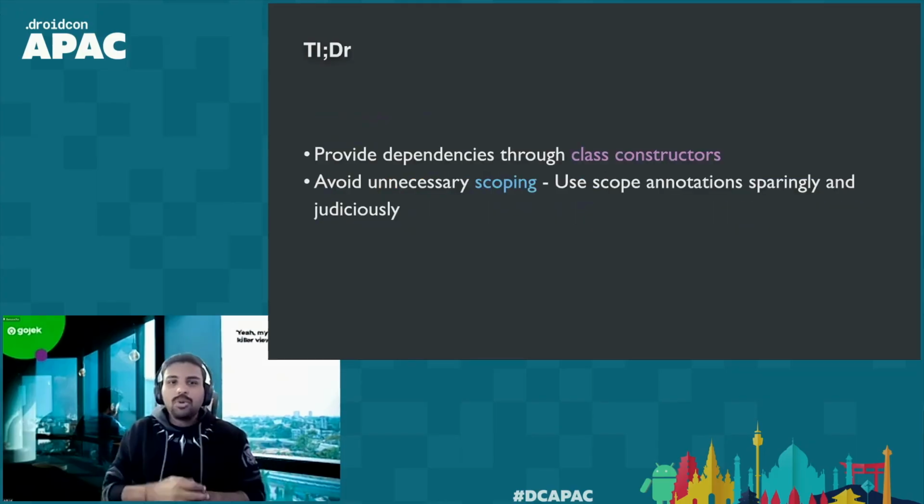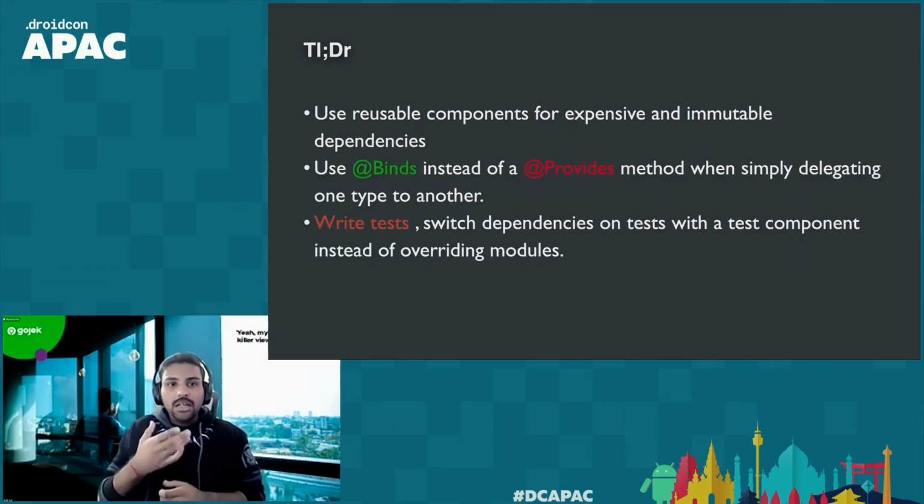Few more things. Provide dependencies through class constructors. Avoid field injections. Just a pro tip. It solves a lot of things for us. Avoid unnecessary scoping. If there are scope annotations, be very judicious about it. Next, use reusable components.